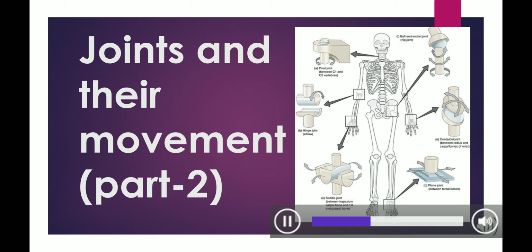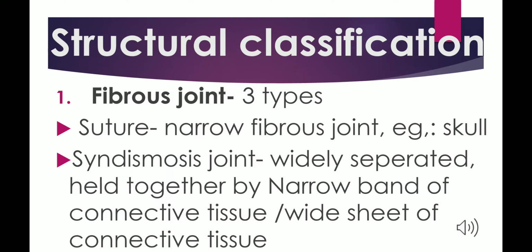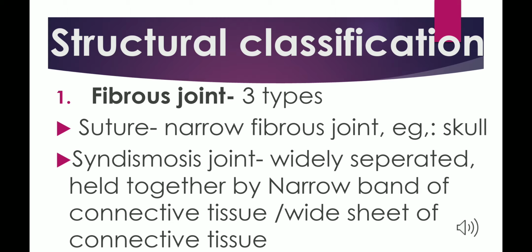Tanya Hashik. Today's topic of discussion is joints and movement part 2. So we have already discussed that joints have been classified into three types based on structure. They are fibrous joint, cartilaginous joint and synovial joint. And again the fibrous joint is classified into three types based on its structure, and they are suture, syndesmosis joint and gomphosis.